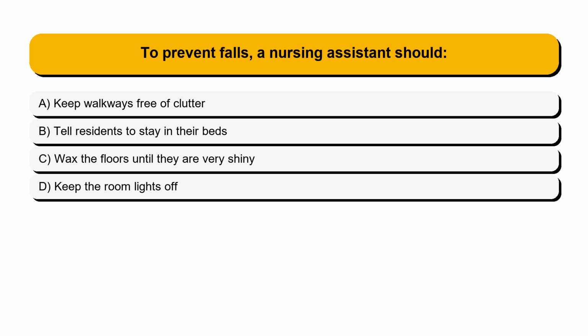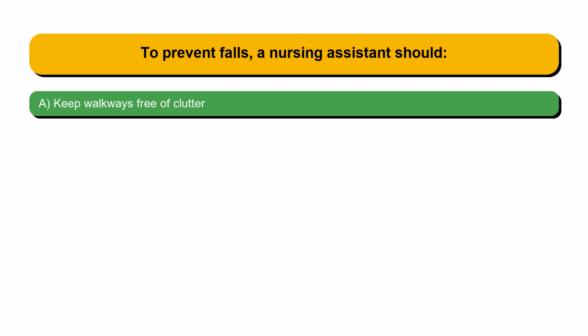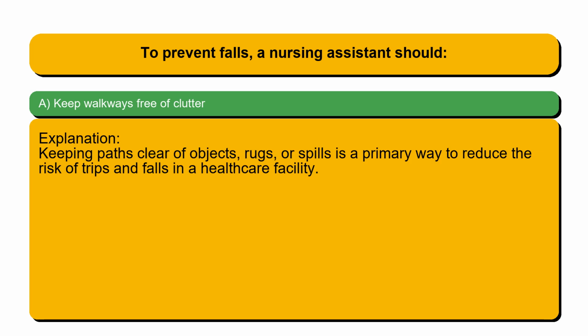Wax the floors until they are very shiny. Option D. Keep the room lights off. The correct answer is Option A. Keep walkways free of clutter. Keeping paths clear of objects, rugs, or spills is a primary way to reduce the risk of trips and falls in a healthcare facility.